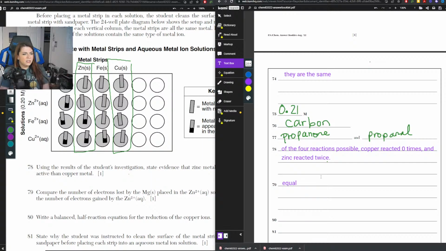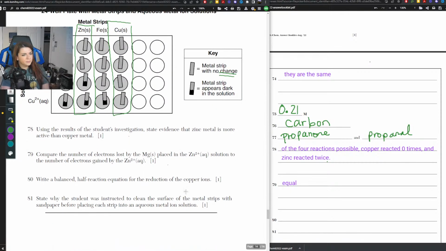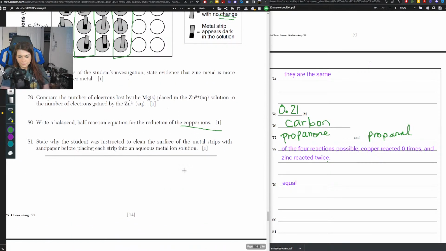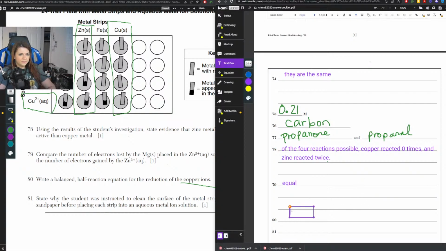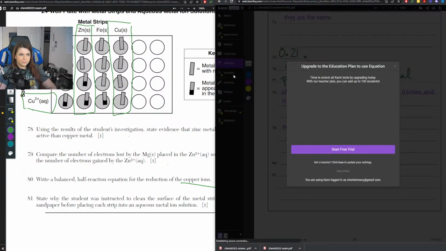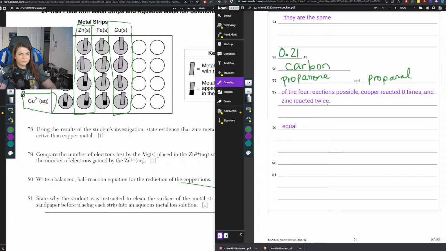Okay, question 80 says write a balanced half reaction for the reduction of copper ions. Copper ions, in this case, are starting out as +2, according to this table. Copper can sometimes be +1, so that was an important piece right there. I'm going to write this directly in my answer book. So we have copper ions, which are going to be +2. They are being reduced. We're asked about reduction.